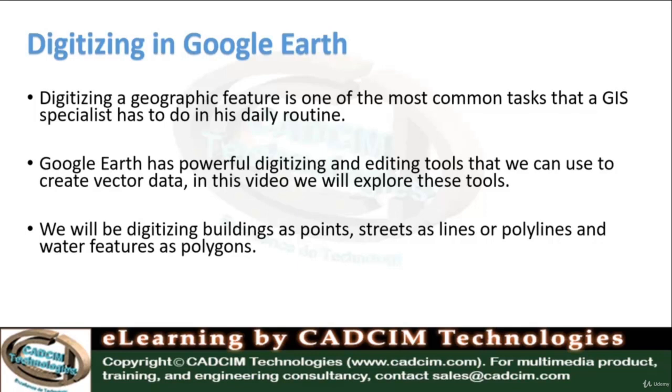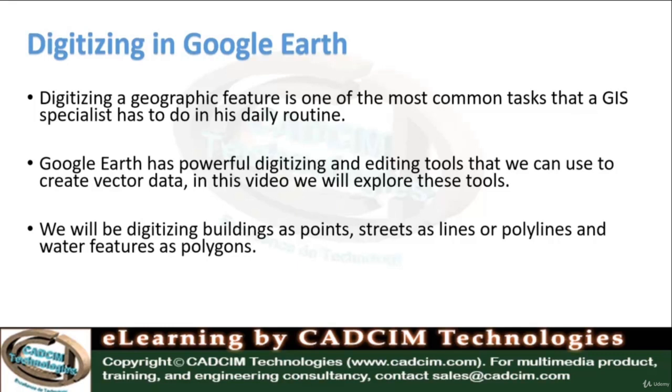Today in this video you will learn how to digitize vector data in Google Earth. Digitizing a geographical feature is one of the most common tasks that a GIS specialist has to do in his daily routine. Often a large amount of GIS time is spent in digitizing raster data to create vector data that we use in our GIS analysis. Google Earth has powerful digitizing and editing tools that can be used for creating vector data. In this video, you will explore these tools.